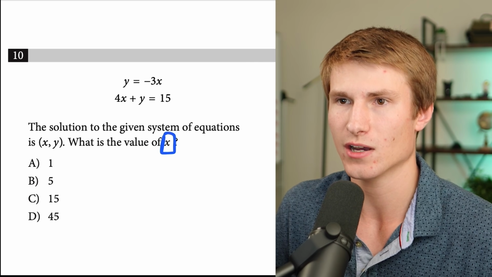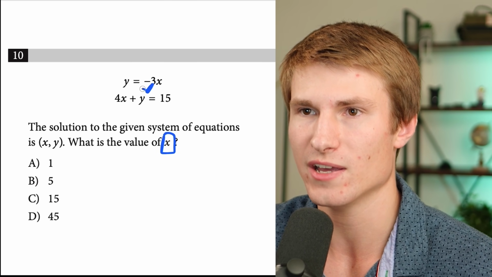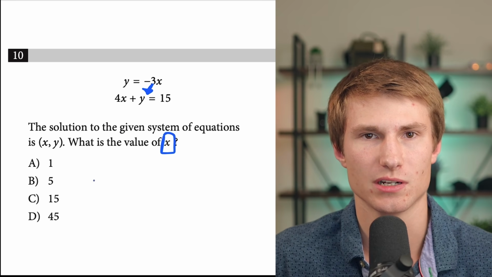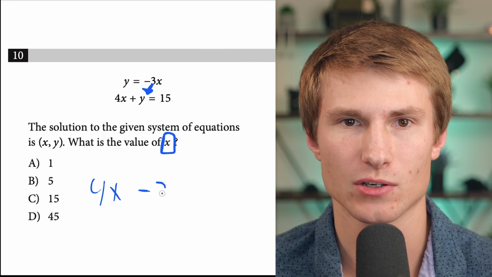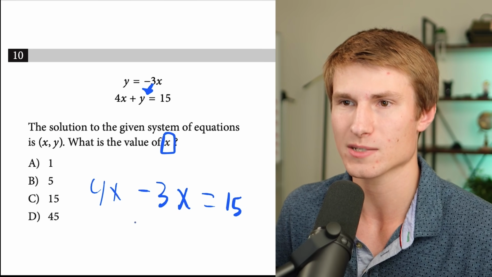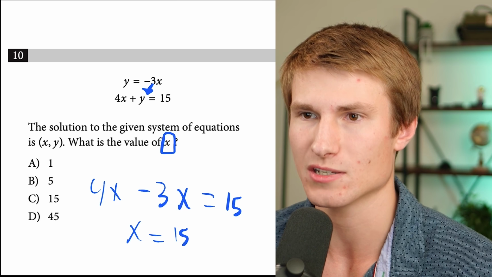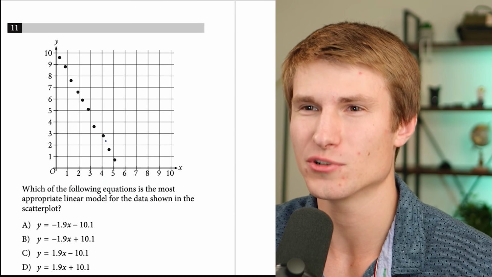In this case, we're asked for the value of x, and we're given that y is equal to negative 3x. So what we're going to do is substitute in that negative 3x for y in this below equation. So now we're going to have 4x plus y, when we know y is negative 3x, so 4x minus 3x is equal to 15. Now we know that 4x minus 3x is x, which means that x must equal 15, and our answer is answer choice C.